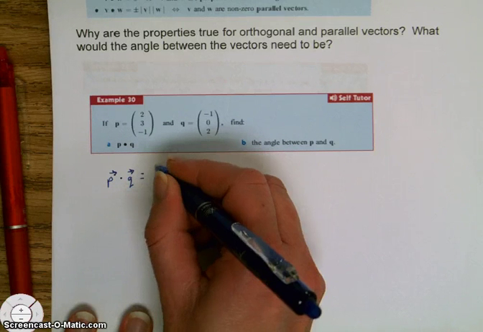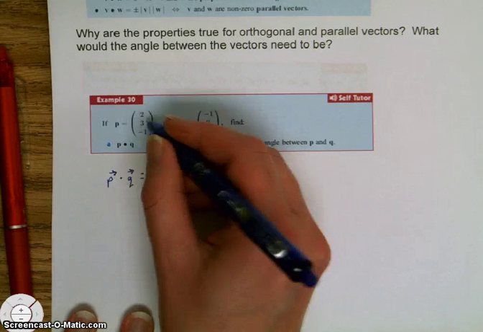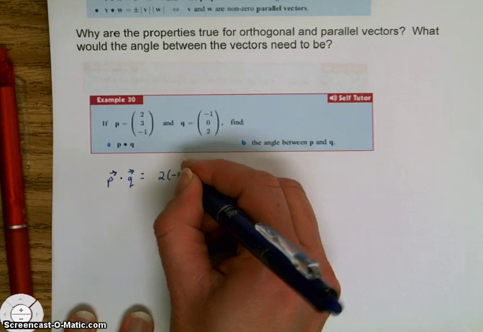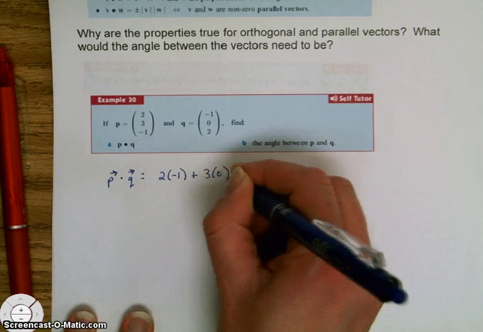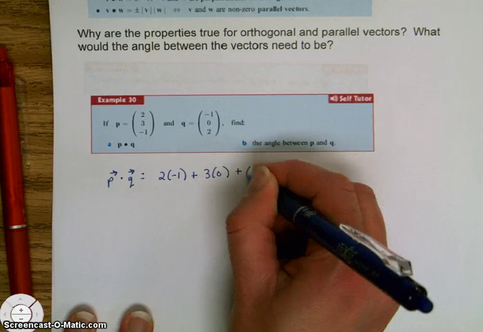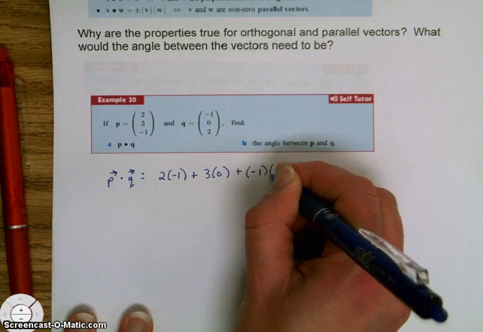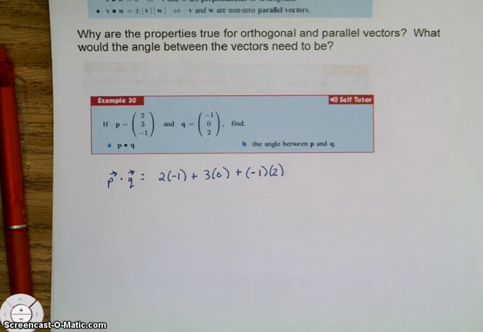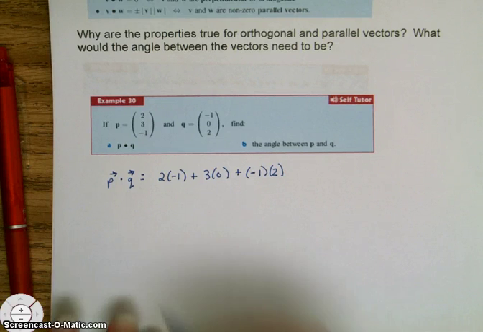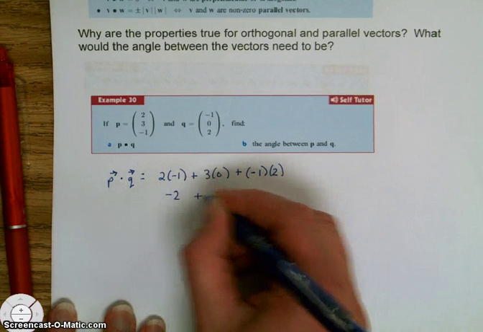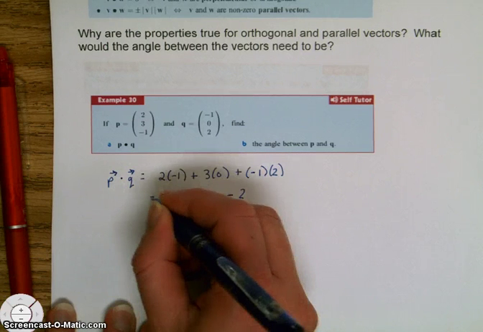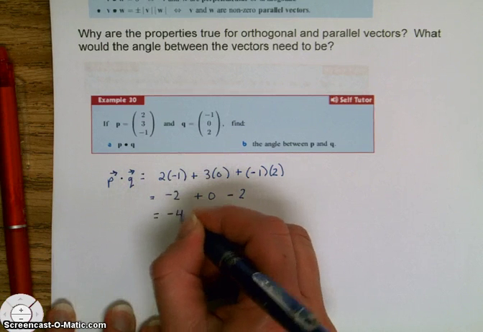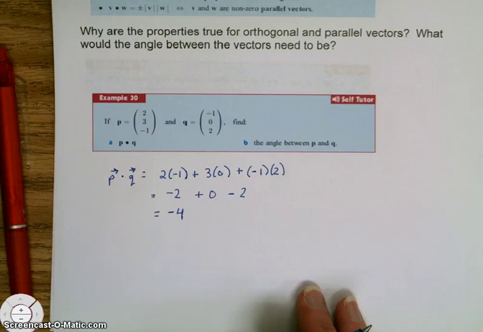So what we're going to do is just multiply our x's, so 2 times negative 1, plus multiply my y's, 3 times 0, plus multiply my z's, negative 1 times 2. When we do that, we're just going to have negative 2 plus 0 minus 2. So we have a dot product of negative 4. That's the first thing they asked me for.